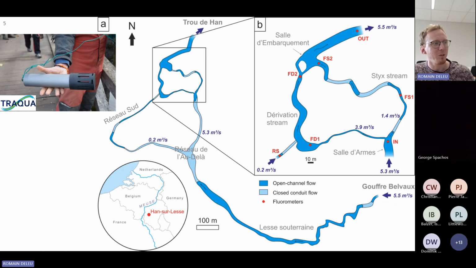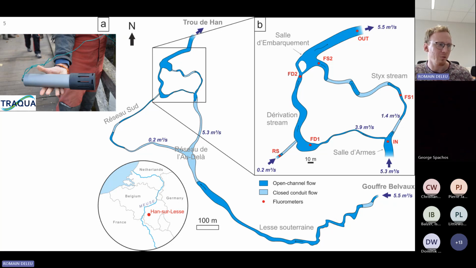So we placed some fluorometers, the red points, which were of course fluorometers from Tracois, as you can see in the picture on the left. There is one fluorometer at the beginning, at the inlet of the system. This is to see the main signal coming inside the system. And then we have two fluorometers in each stream, so FS1 and FS2 for the stick stream and FD1 and FD2 for the derivation stream.